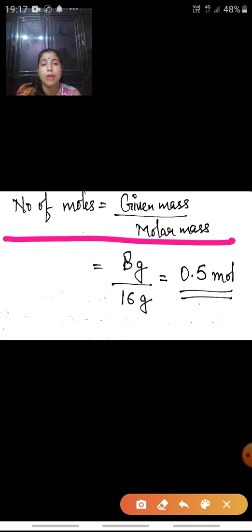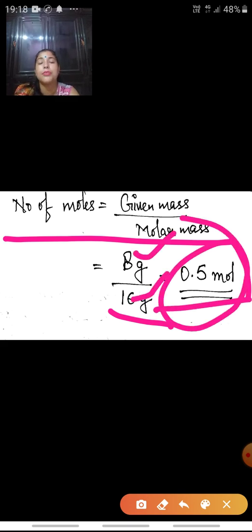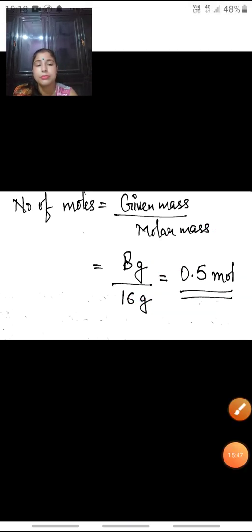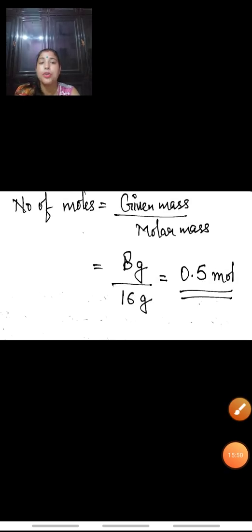Number of moles is always equal to given mass upon molar mass. Now given mass for methane that we have calculated is 8 grams, and the molar mass for methane is 16 grams. So 8 divided by 16 will give 0.5 moles. This is the answer. Now 0.5 moles of methane is required to produce 22 grams of carbon dioxide.